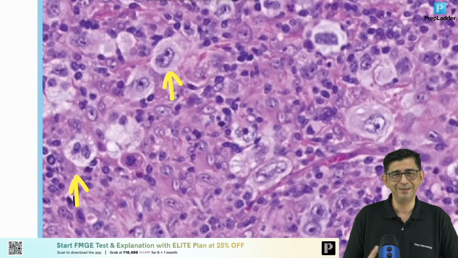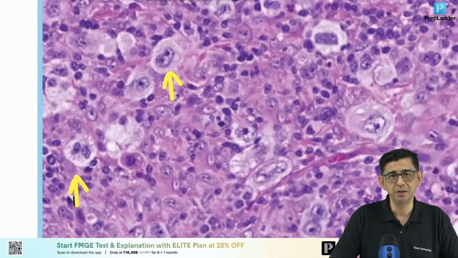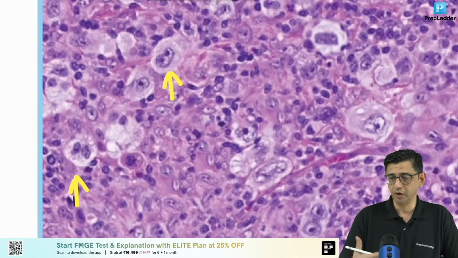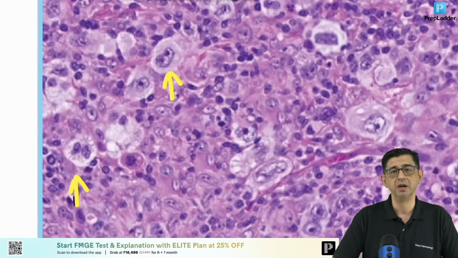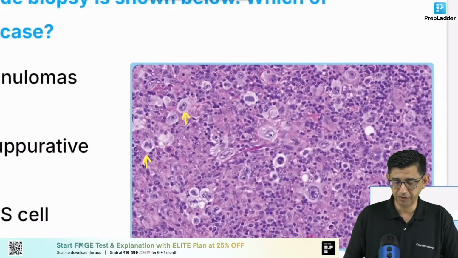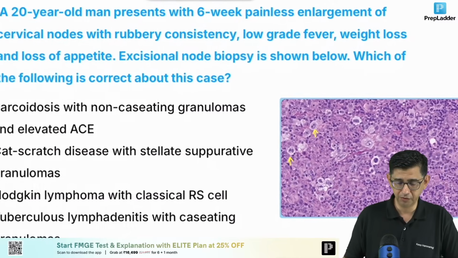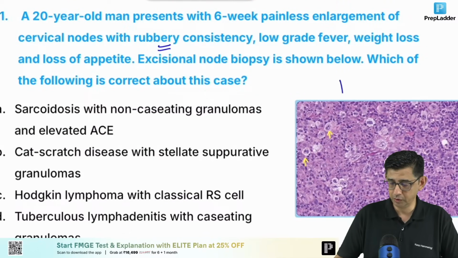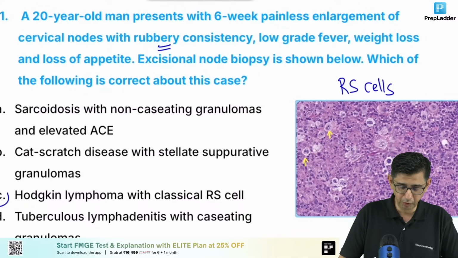And like I said, even if you're not able to pick up the Reed-Sternberg cells, the clinical information itself was very, very characteristic in this question. That is, the rubbery consistency of lymph nodes was given. So the correct answer for the first question that we're discussing today, for a 20-year-old guy with a rubbery consistency of lymph nodes, where we are also able to demonstrate the presence of Reed-Sternberg cells, would be Hodgkin's lymphoma.